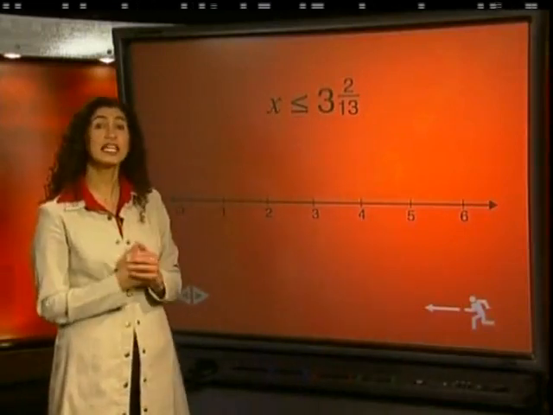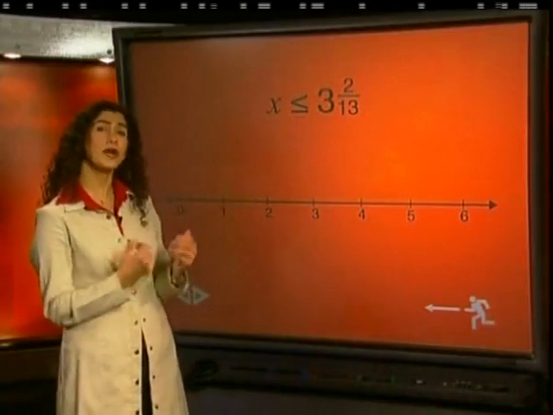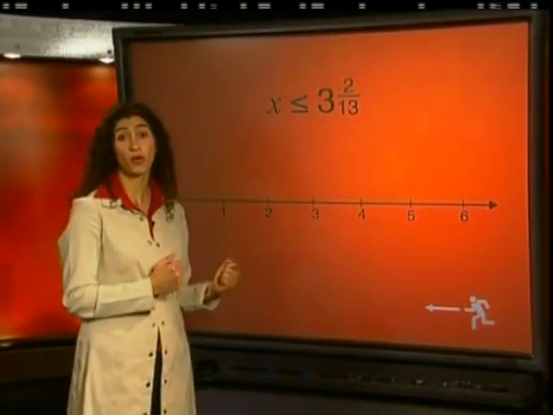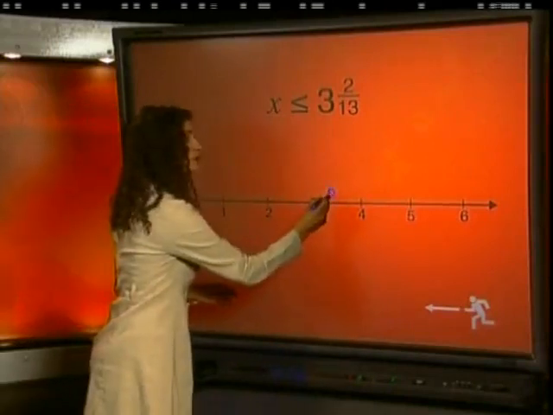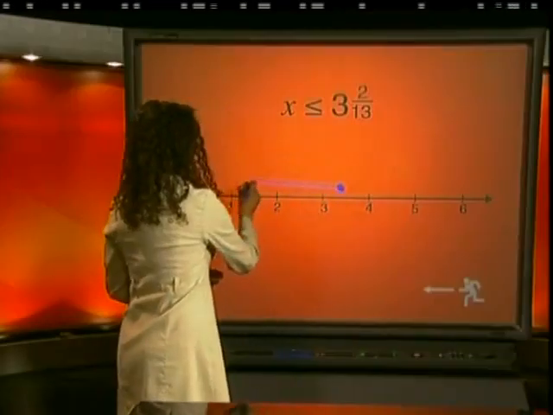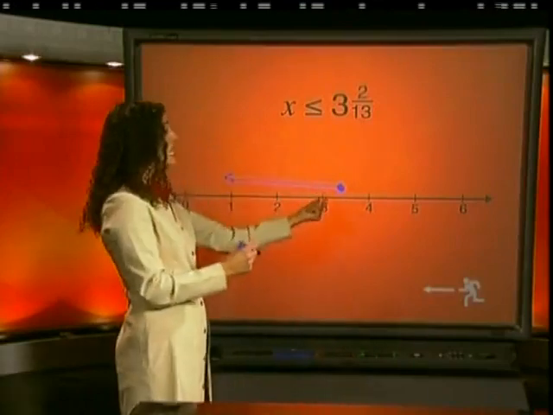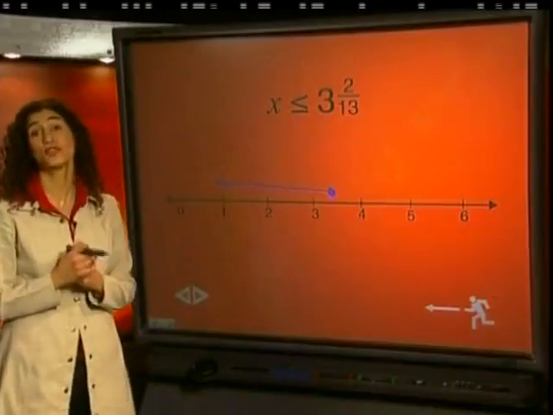So it's fine to estimate where this lies, as we know it lies between 3 and 4. So we need to just fill in a solid dot somewhere in between that, and going down this way to indicate less than or equal to 3 and 2 13ths.